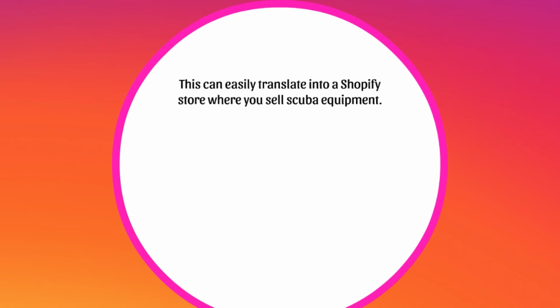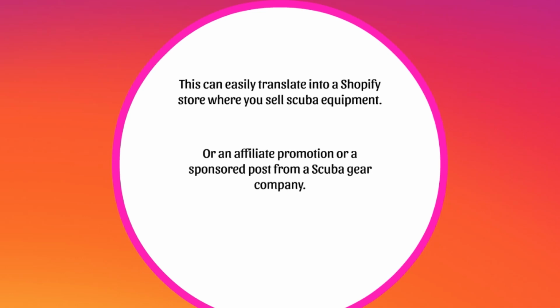You get to indirectly sell things, because at the end of the day, people are going to want what you have. They feel, okay, if I have the same tools or equipment that you have as a scuba diver, or as whatever you're trying to do as a lifestyle brand, they're more likely to buy it, right? So it can be a Shopify store, it can be an affiliate promotion, it can be a sponsored post from a scuba gear company, which we'll talk more about later down the road. But before you can do all of that, you need to have a brand. You need to have the ability to create a lifestyle, right?